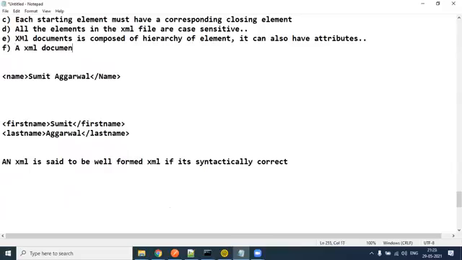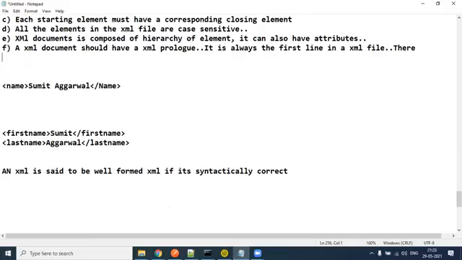An XML document should have an XML prologue. The XML prologue is always the first line in an XML file. There must not be any spaces before this. I have seen a lot of people making this mistake.